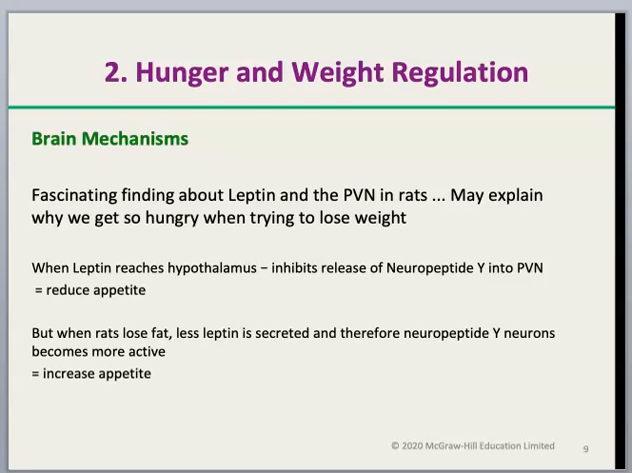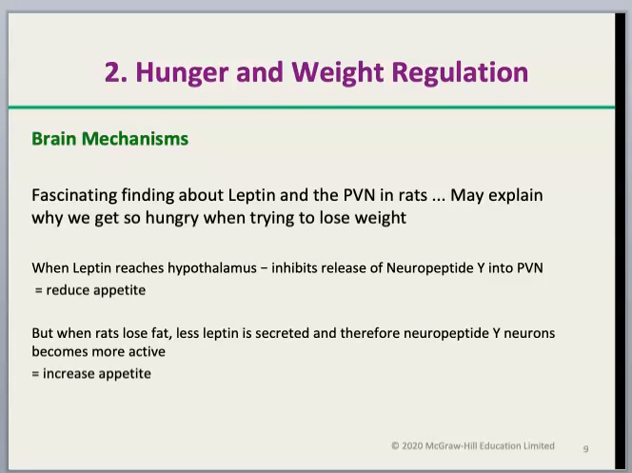Okay, so one thing that the text points out as fascinating is how leptin and the PVN in rats interact to explain why we get so hungry when we're trying to lose weight. I see this as a real world application, and therefore maybe it would come up on a test. So if you understand this, you may be better prepared to get the answer correct when perhaps the question is directed towards, say, teenagers increasing or decreasing their weight. Anyways, it's talking about why we get so hungry when we're trying to lose weight.